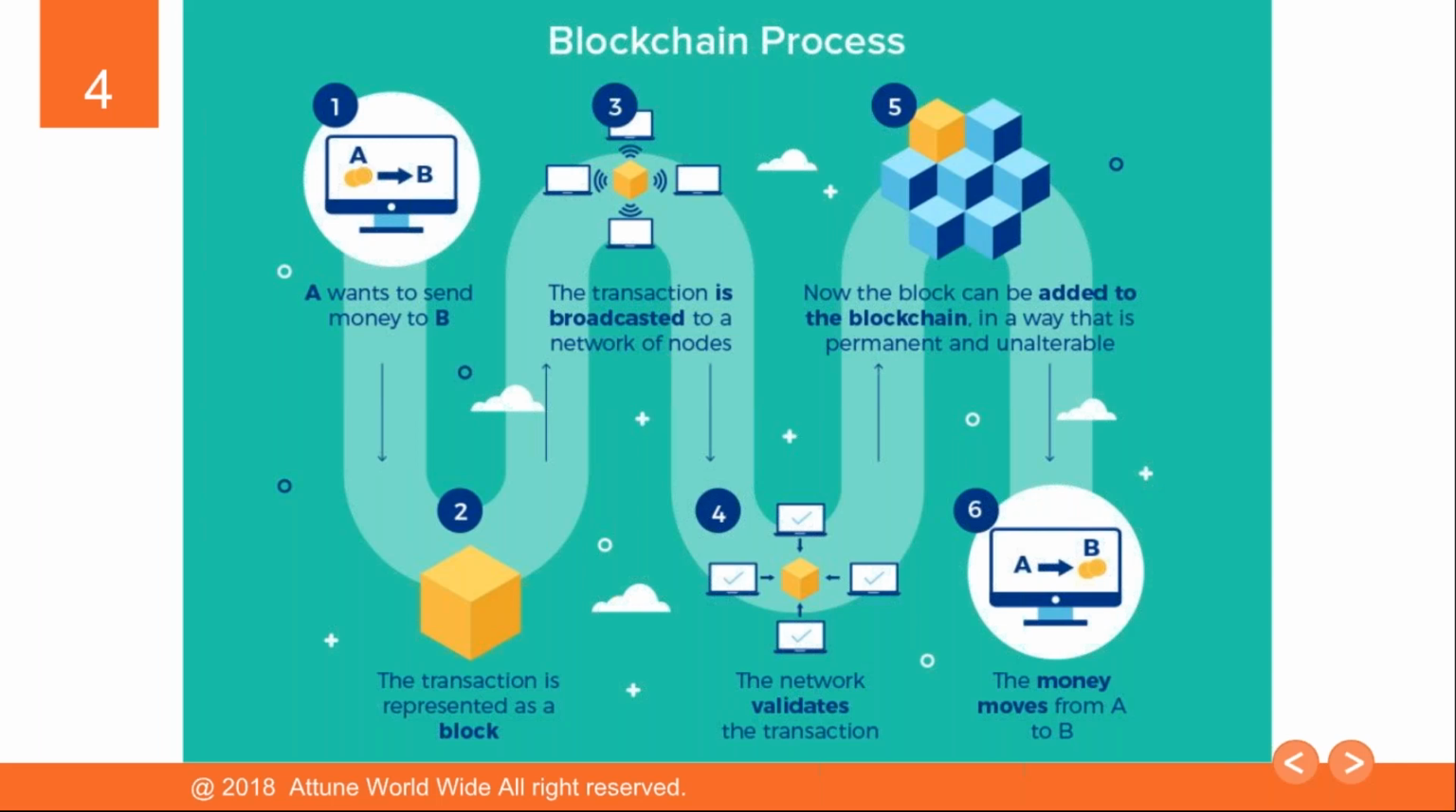Once it is validated, you can see on number 4, it will move to the blockchain. So multiple blocks will be available, and those multiple blocks are represented as a blockchain. Right, so in this complete scenario, we can see that A's money has been moved to B. This is the complete scenario of the blockchain process from step 1 to step 6. Do you have any questions on this particular slide? You can ask me without any hesitation, please.